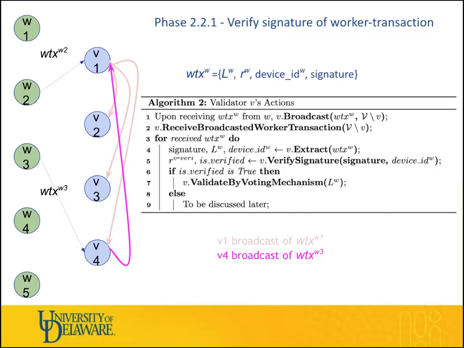If the signature is verified, the validator will go ahead and perform validation on the local model update LW by a voting mechanism that I will explain in the next few slides. And we will also discuss the situation subsequently if the signature is not verified.